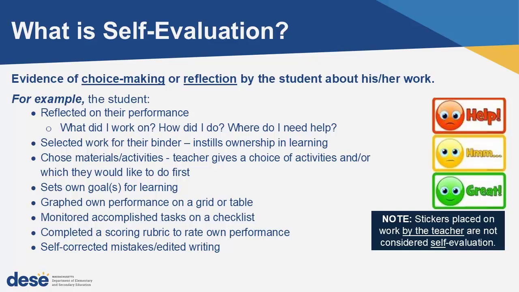They can choose the materials. They can choose who they work with. They can help to set goals. They can graph their goals. Perhaps you have a checklist that they can check off or a scoring rubric, depending on the level of your student. So there's various ways. One way that is not self-evaluation is when you put a sticker on it or write awesome. We want this to be from the student.